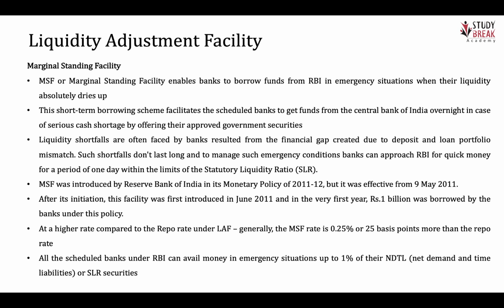Now all the scheduled banks under RBI can avail this facility. Generally the maximum amount is 1% of their NDTL. NDTL, if you remember, is net demand and time liabilities, the total liabilities that a bank has. So they can borrow that much amount. Now this particular loan, the marginal standing facility, is taken in case of emergencies only. If a bank foresees that say 6 months or 1 year later there will be some shortage of cash, they can go for the repo rate and a long term borrowing facility. So these are the three things that RBI uses to adjust the liquidity in the system.